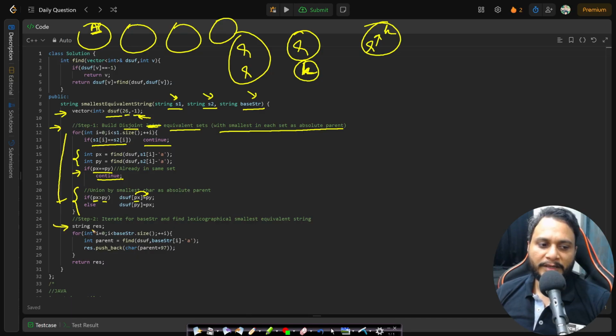And so I will be taking the string result. Okay, in this case I'm not considering this in the space complexity because this is returning your result. If you consider this, then the space complexity will become order of n, as I had explained, right? We need to now just iterate over the entire base string, look at each of the characters one by one, find the absolute parent and push it into the result, and finally return the result. This will always give you the lexicographically smallest string possible after converting the base string.